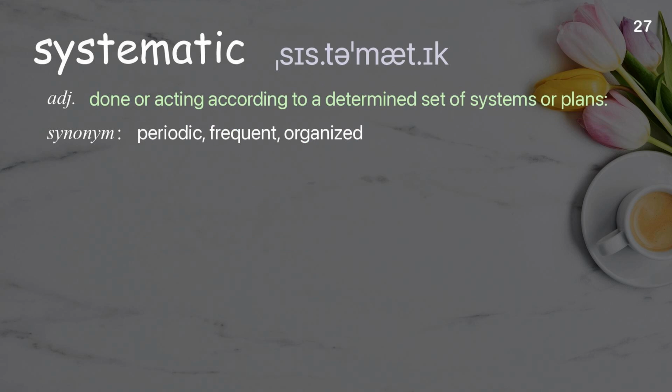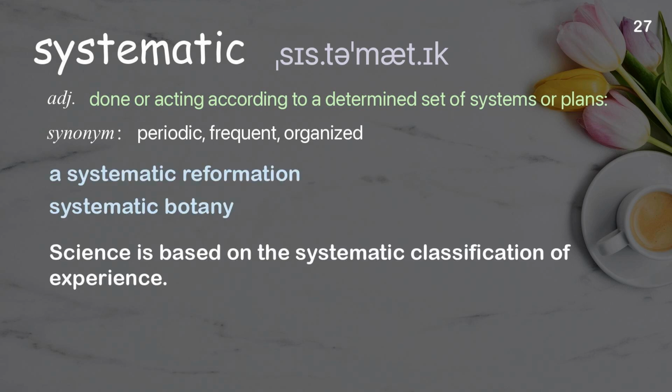Systematic: Done or acting according to a determined set of systems or plans. Examples: A systematic reformation. Systematic botany. Science is based on the systematic classification of experience.